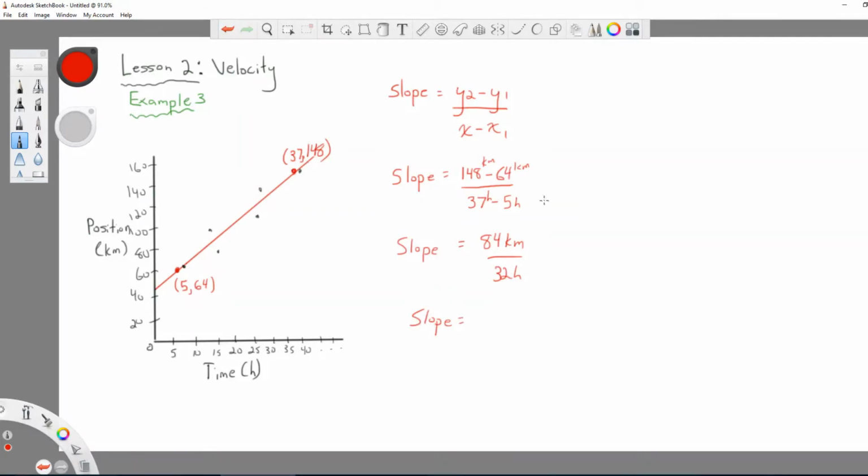So our slope is equal to 2.625. 2.625, this would be kilometers per hour. That's close to our final answer. Do we have any value of sig figs here? Not really. But I can really only read this to 2 sig figs probably. This graph isn't super accurate. I'm going to round this off, and I'm going to say that the slope is equal to 2.6 kilometers per hour.